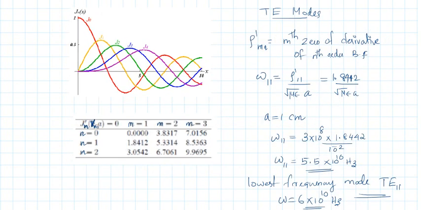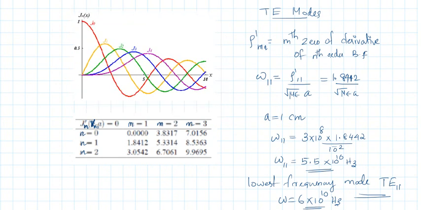TE. Again, this is simply Bessel function. This is not a derivative of Bessel function. I didn't have the graph of derivative of Bessel function, but this is enough. Okay. What is the meaning of derivative? It is the slope of this graph at each point.